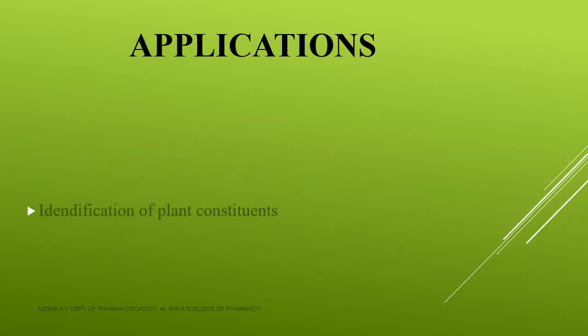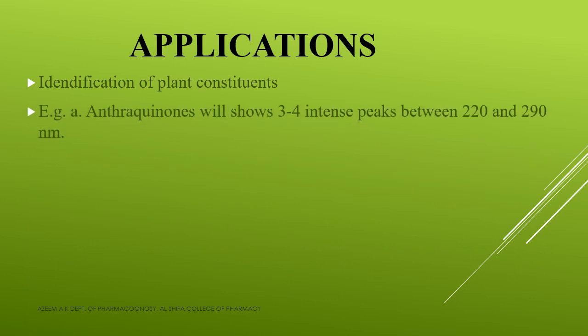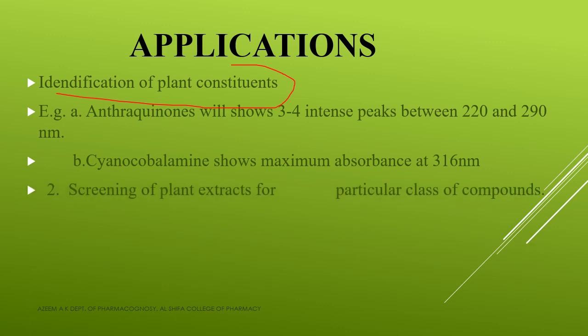Now, in the last part, we can see the applications of UV spectroscopy. The first application is the identification of plant constituents. Common examples: anthraquinone glycosides will show 3 to 4 intense peaks between the wave range of 220 and 290 nanometers.